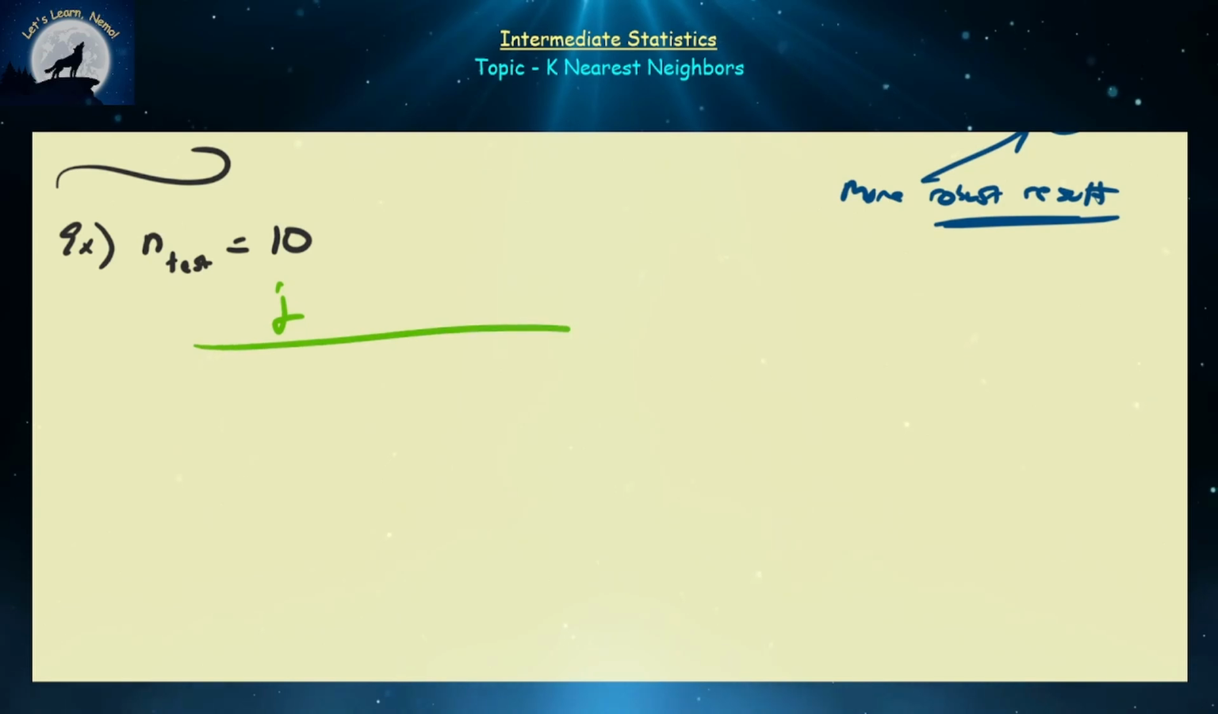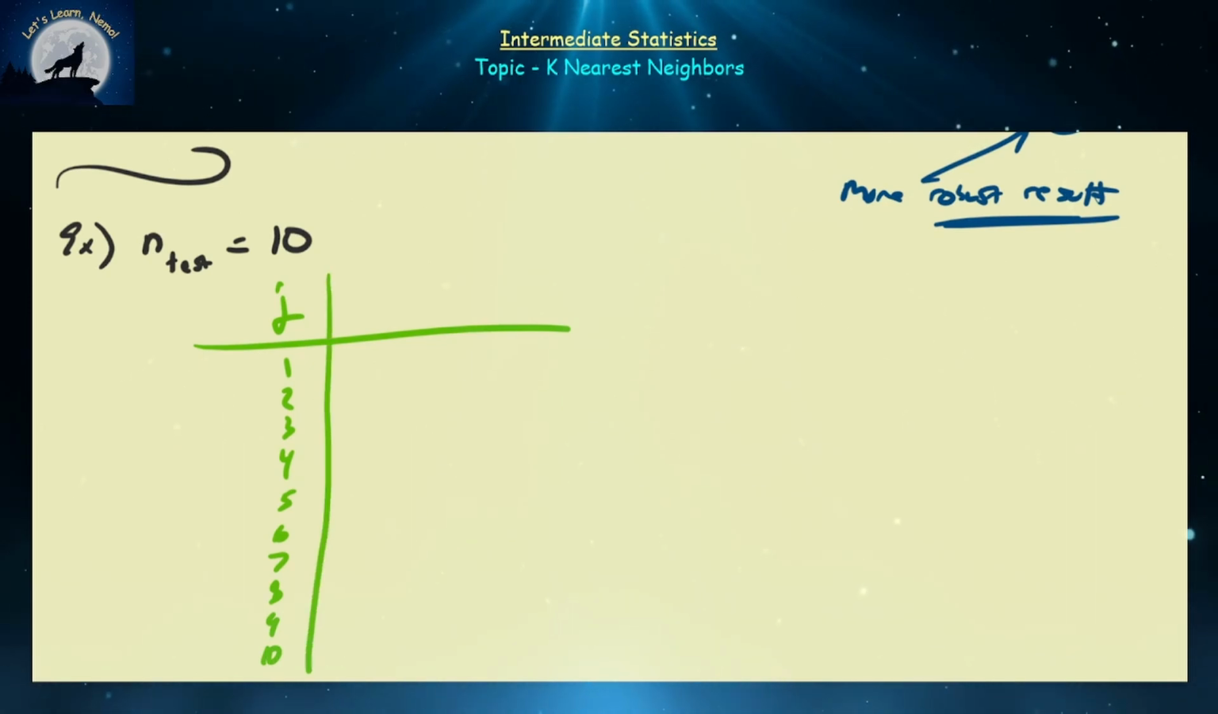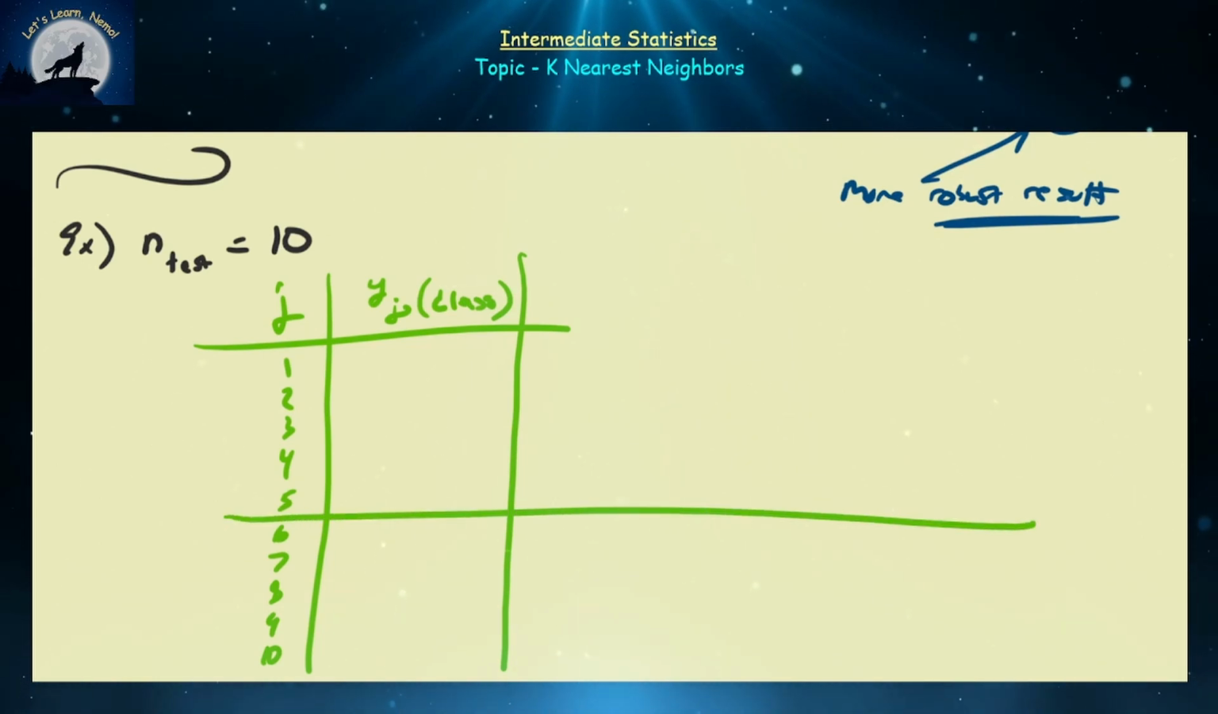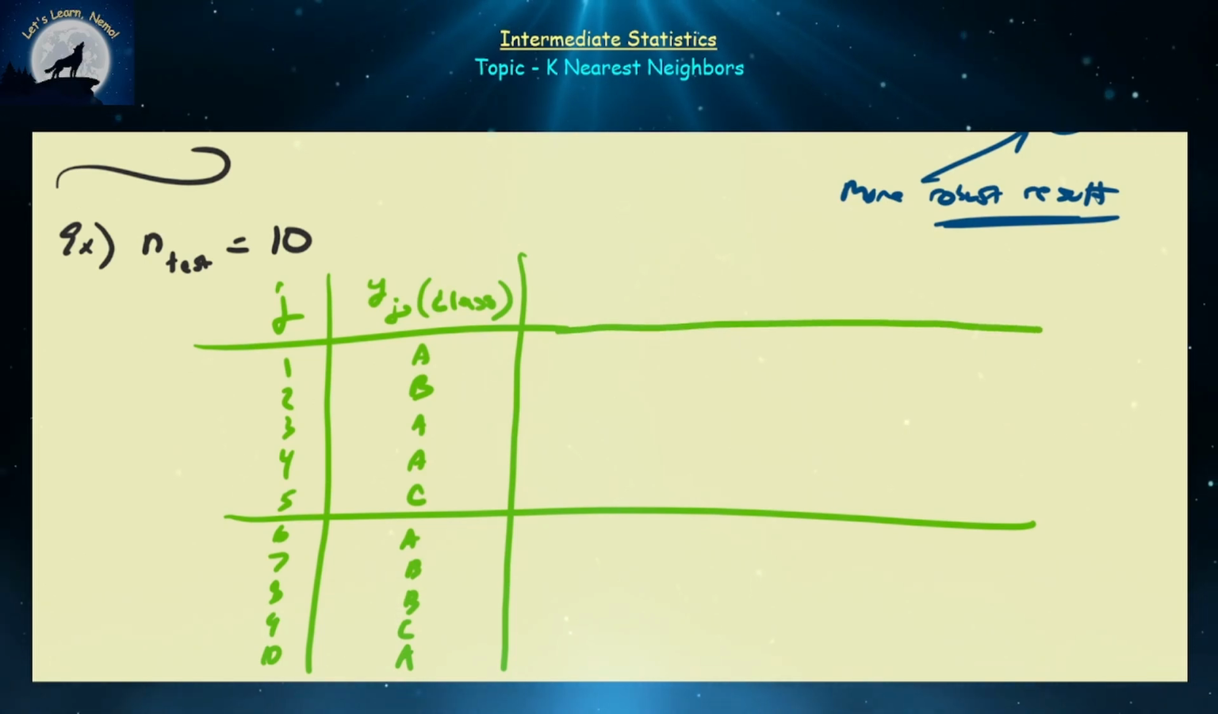So we're going to have 10 points. So we have 1, 2, 3, 4, 5, 6, 7, 8, 9, and 10, for example. And then we have the yj for each of those values. So yj is going to correspond to the class. I'm trying to keep parallel to what we did with logistic regression, right? So let's assume, for the sake of simplicity, that our classes were a, b, a, c, and then a, b, b, c, a. So these are the actual classes associated to these 10 data points from our original sample.